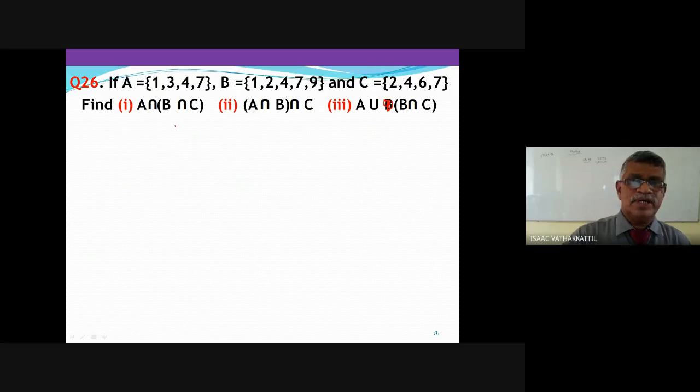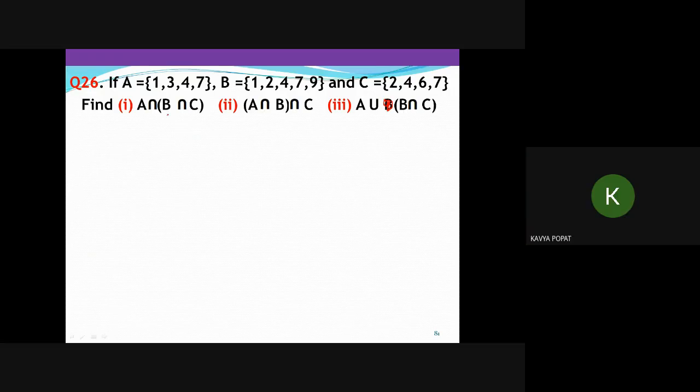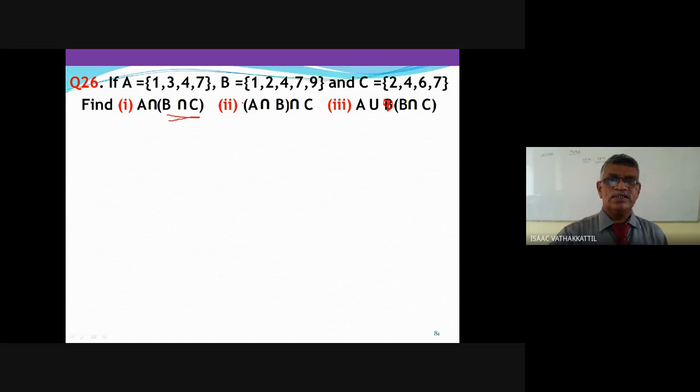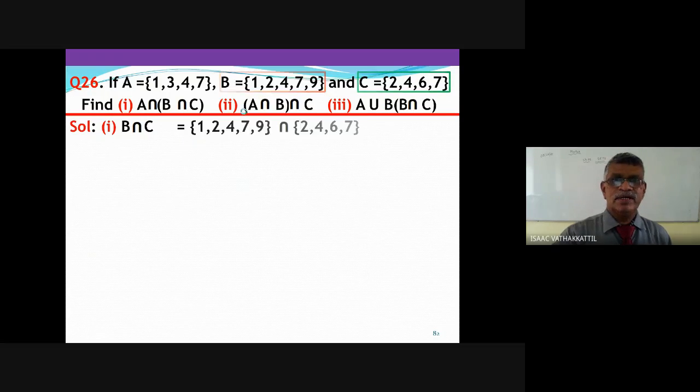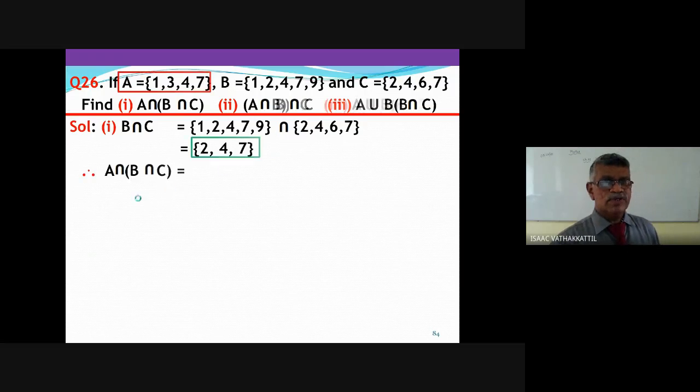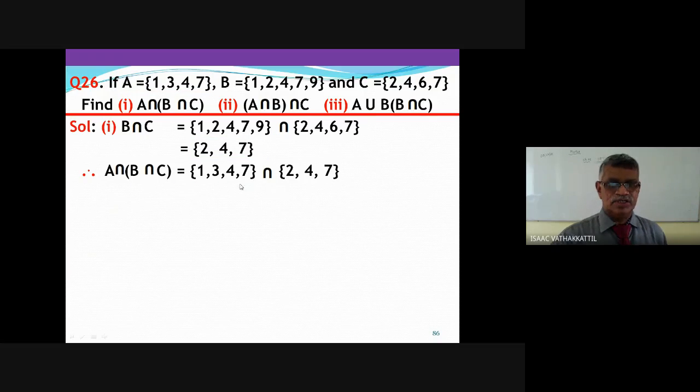First of all, A intersection (B intersection C). How to find that? First, B intersection C. What is B intersection C? B intersection C will be 1, 2, 4, 7, 9 intersection 2, 4, 6, 7. We can directly write, what I have written you can ignore. What is the intersection? 2, 4, 7. Now when you take A intersection (B intersection C), what is the intersection of A and 2, 4, 7? Intersection means common. 4 and 7, am I right? 4 and 7, common.